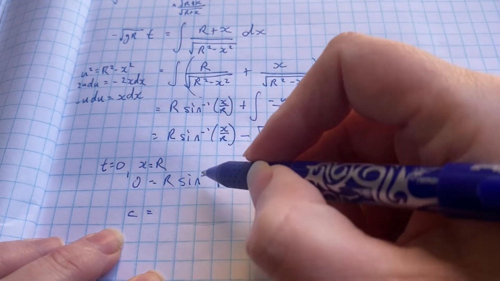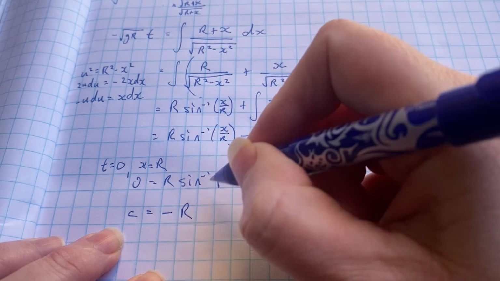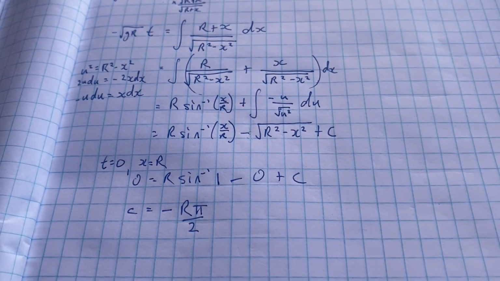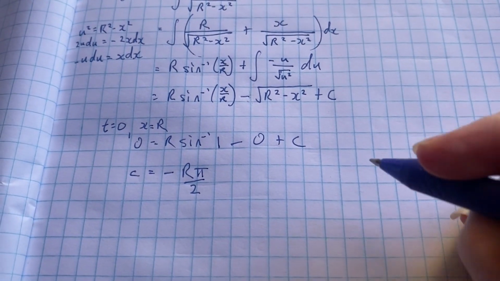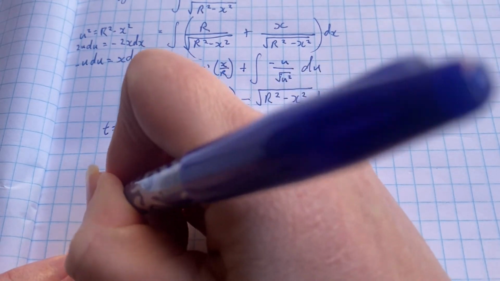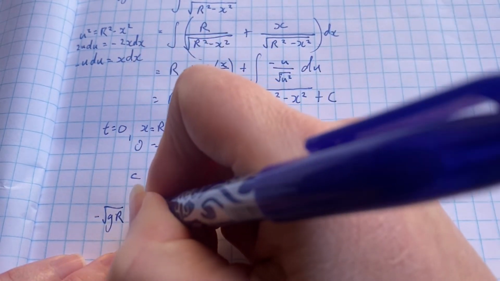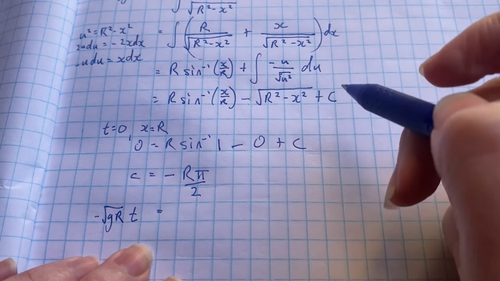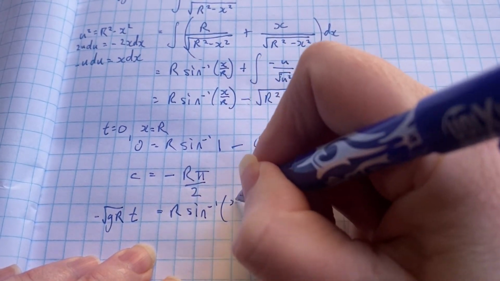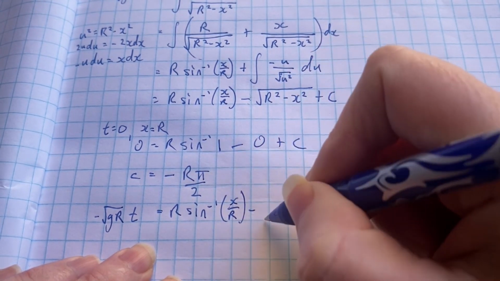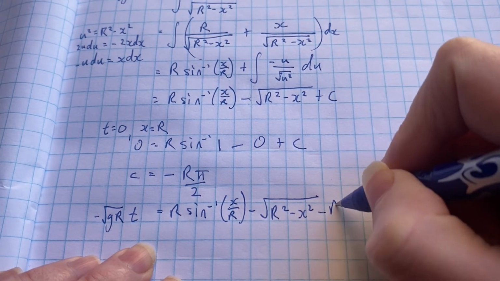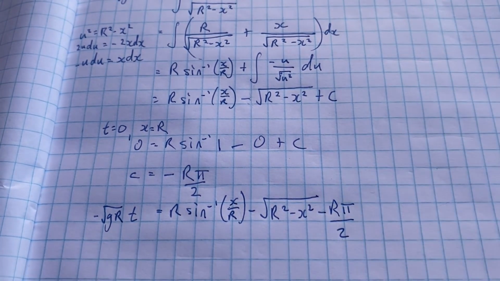So c is equal to the negative of r sine inverse of 1, which is just pi on 2. So negative r pi on 2. So at this point, our equation is that negative the square root of gr t is equal to r sine inverse x on r minus the square root of r squared minus x squared minus r pi on 2.